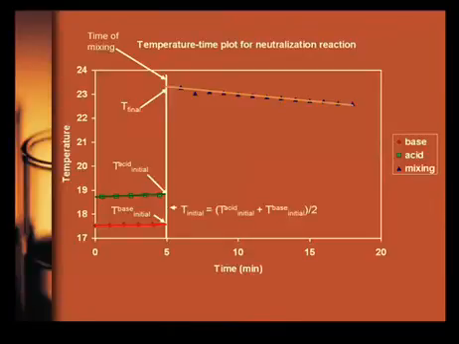Now, T initial is equal to (T acid initial plus T base initial) divided by 2. And then delta T is equal to T final minus T initial.